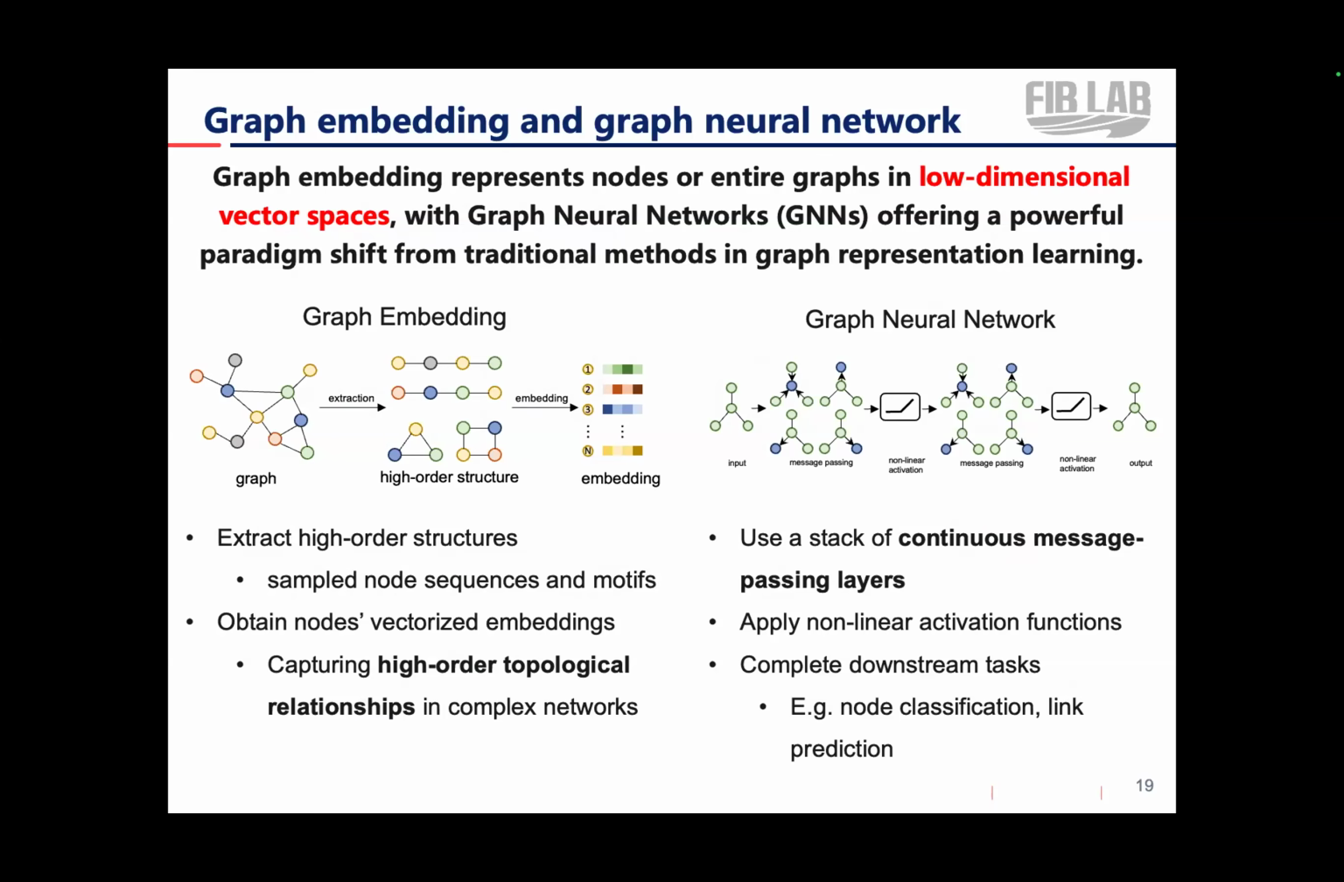So we know that graph embedding can use some sampling technique to extract the high order structures and then obtain the embedding through some neural network structures. And by combining with graph neural networks, it uses a deeper or denser network structure, and it can more easily capture the nonlinear relationships in these kinds of scenarios.